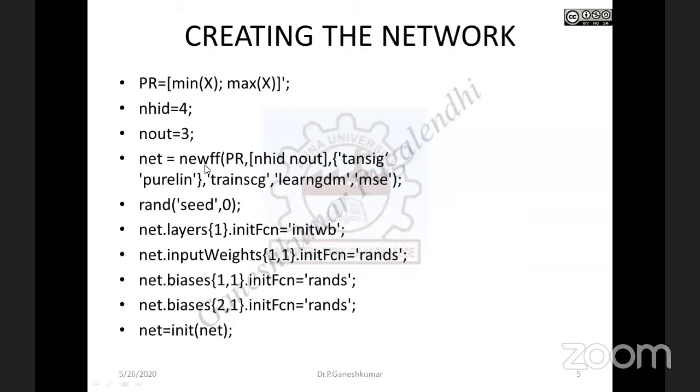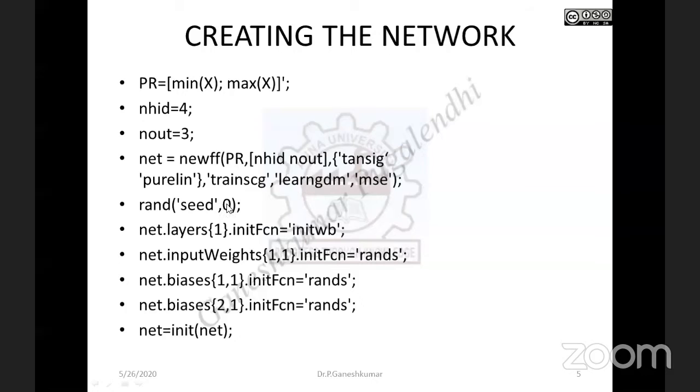If you use MATLAB software and type help newff, you will get help for this command, that is, what arguments you have to pass. These are PR, the minimum and maximum value of the entire data, the number of hidden neurons, and the number of output neurons. The transfer function followed in the hidden and output layers, the training function, the learning function as well as the squared error function are all mentioned inside the newff function. This step is called creating the network, initializing the structure of the network.